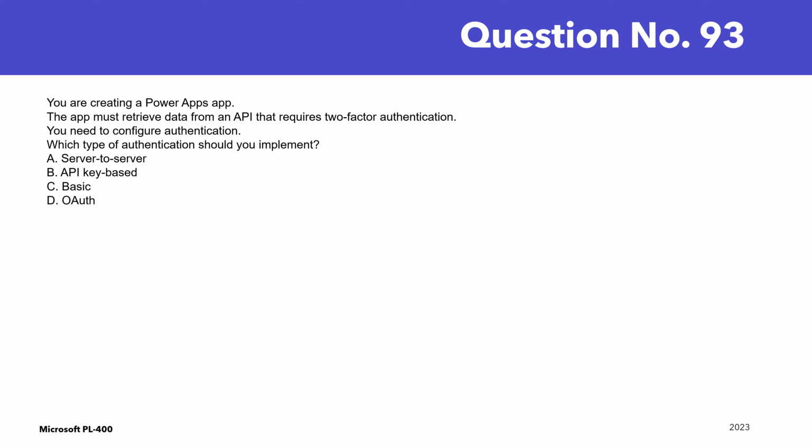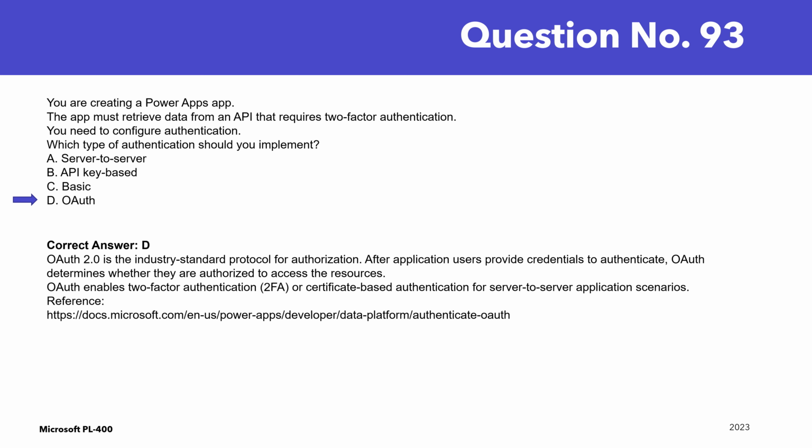You are creating a PowerApps app. The app must retrieve data from an API that requires two-factor authentication. You need to configure authentication. Which type of authentication should you implement? A. Server to server. B. API key based. C. Basic. D. OAuth. Correct answer: D.